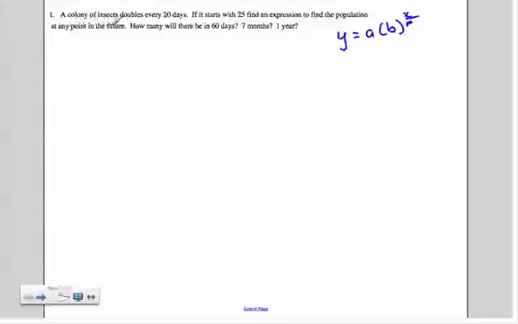So if we look at this question, a colony of insects doubles. If something is doubling, I have to multiply it by 2. So that's my growth rate. It's doubling or growing by a factor of 2 each time. That'll be my B. Every 20 days means it takes 20 days to double once, so that's my period. That's going to go in for P. It starts with 25. A is always your starting number.